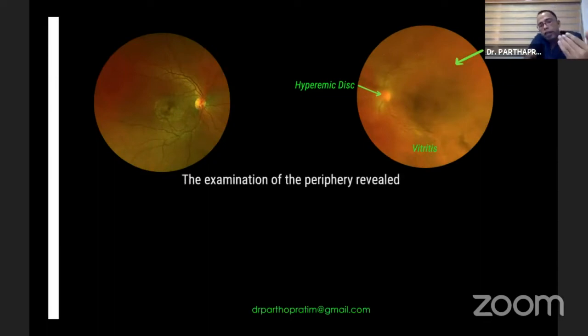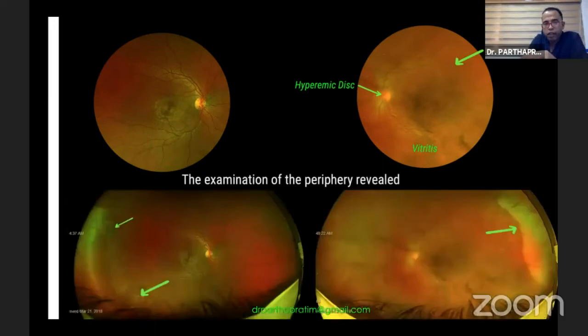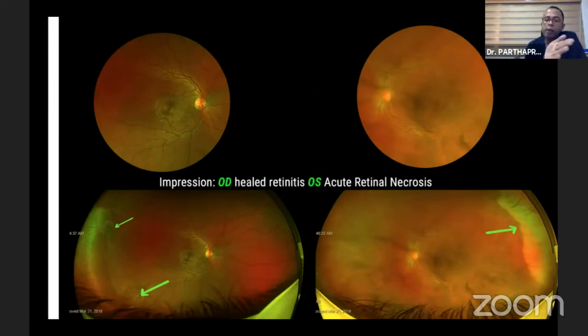So when we started examining the periphery, we realized the picture was different. As you can see here, right eye, there were 2 patches here of healed lesion, and here you can see the confluent lesion which was progressing almost in 360 degrees, and you can see the arteritis patches here. So it was a case of retinitis, and retinitis involving the periphery of the retina. So he was diagnosed as a case of acute retinal necrosis. Right eye was probably the healed retinitis.